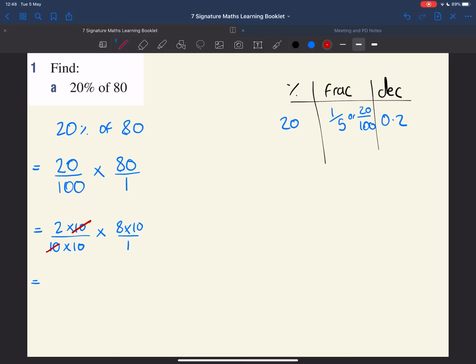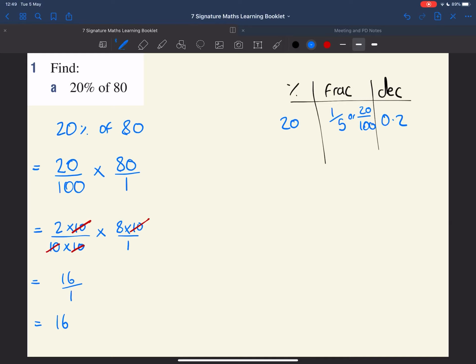You can only do 1 for 1 though. You can't cancel out 2 10s and 1 10 on the top. But I can see that we've got a 10 on the bottom and another 10 on the top. So what I'm left with now is 2 times 8, which is 16. Whoops, let's use blue. Over, well, there's nothing here. It's just a 1. So it's 16 wholes, or 16 over 1, which can simply be written as just 16.